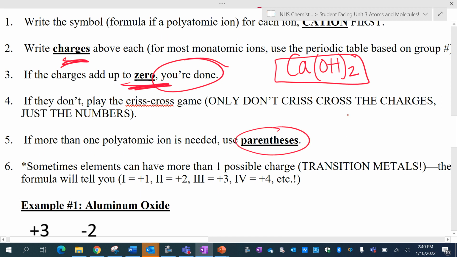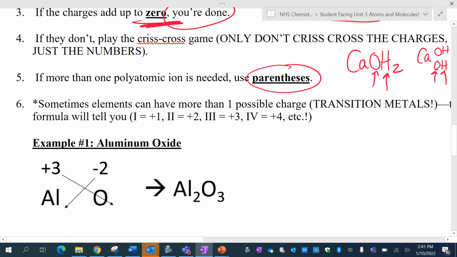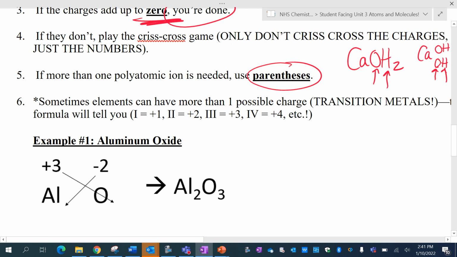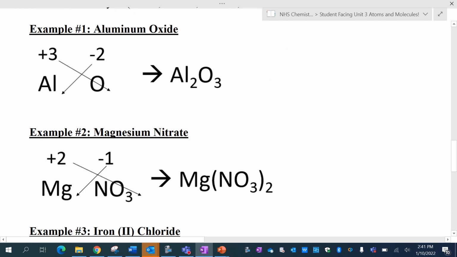You need parentheses because can you imagine if we didn't put parentheses here? We would have 1 oxygen and 2 hydrogens. And that's not right because what it really is a calcium with 2 OHs. So 2 O's and 2 H's. So that's why you need parentheses. Sometimes elements can have more than one possible charge, the transition metals, and the formula will tell you. All right, so let's look at a couple examples here.